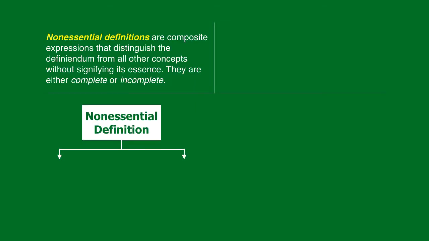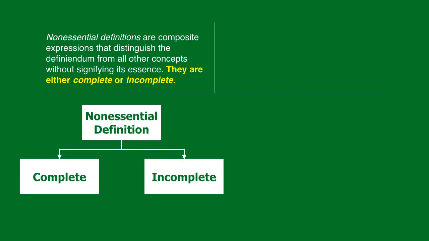Non-essential definitions are composite expressions. So every definition is a composite expression, because it's through the composition of basic concepts that you arrive at inferential conceptual knowledge. So non-essential definitions are composite expressions that distinguish the definiendum from all other concepts. They are either complete or incomplete.